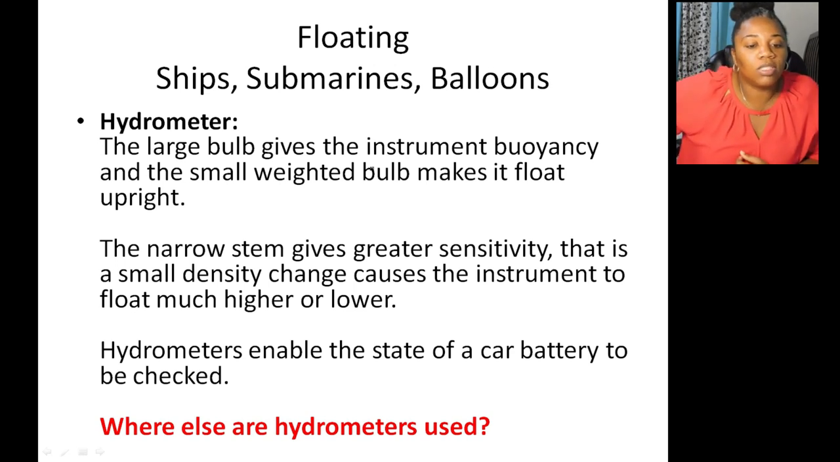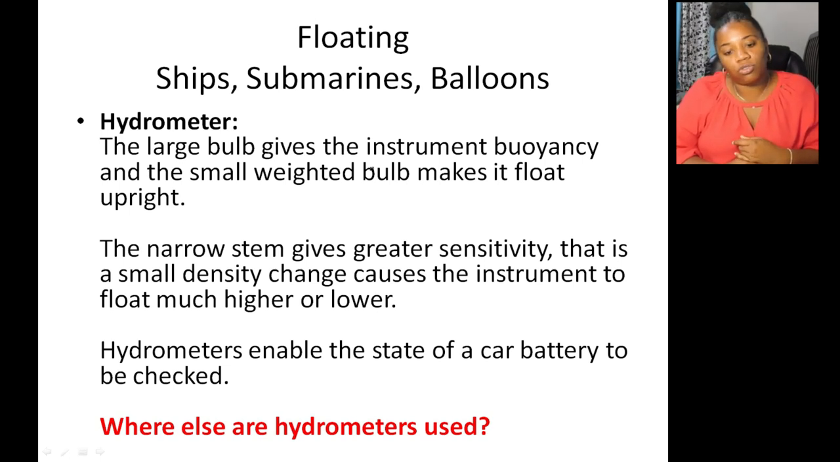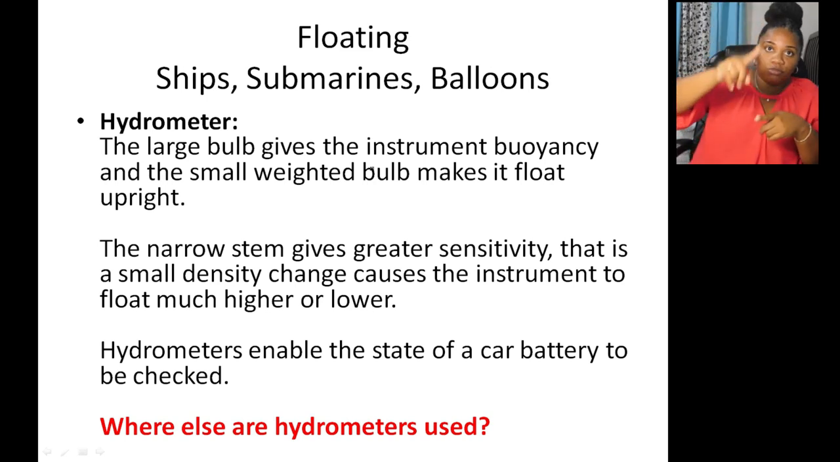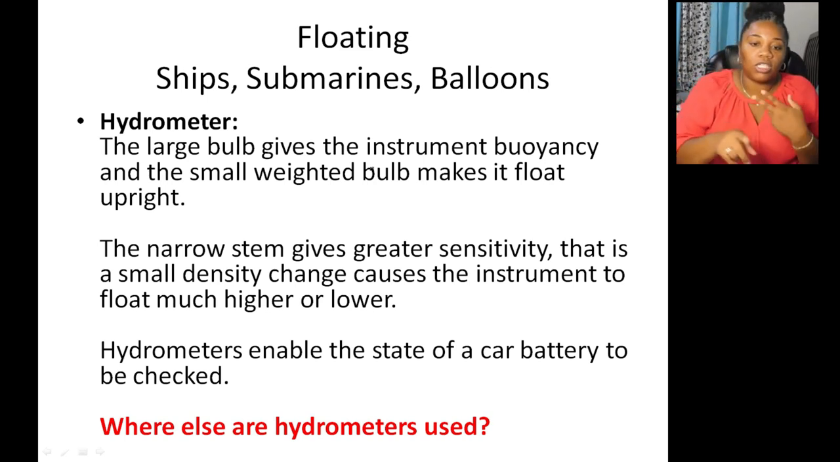So hydrometers enable the state of a car battery to be checked, which is an easier way to check a car battery to see if it's still good or not. Once the battery is used up, it's a chemical reaction happening in there, and once you start using up chemicals in there, the solution will become less dense over time. Where else are hydrometers used? Right, in breweries to test wines, to test drinks and stuff like that. Like malt, malt needed a hydrometer.